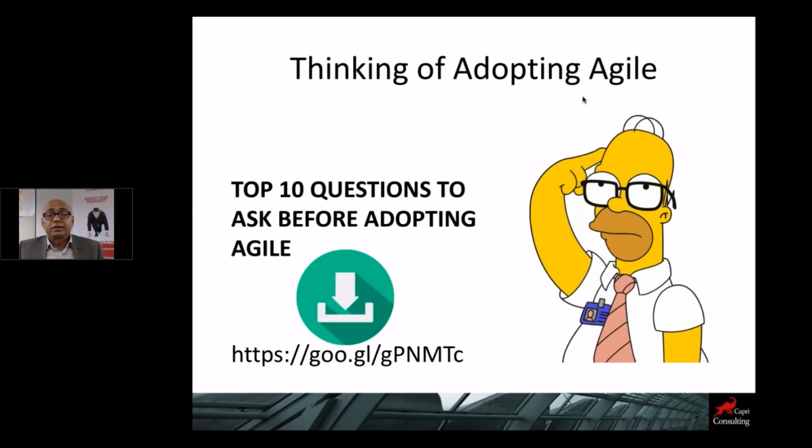if you're thinking of adopting Agile, then there are top 10 questions you need to ask before adopting. You need to understand whether you have support, whether you have the right product owner, whether they're committed people, whether you are empowered, whether you have a space where your team can sit and collaborate with each other, whether they have the right mindset, the right tools, and all those things. So we have come up with a simple list of questions which you need to ask before adopting. It can be downloaded from the link shown below. So please download that and start using it.